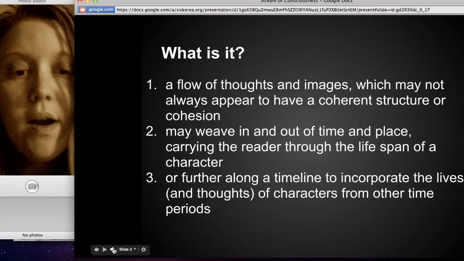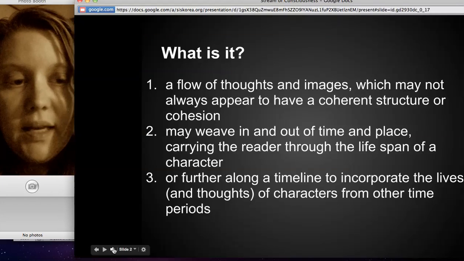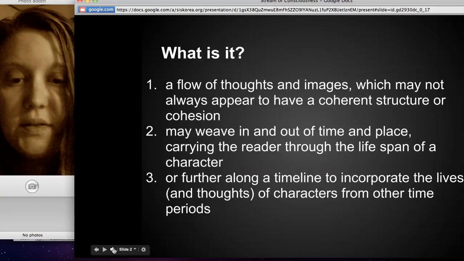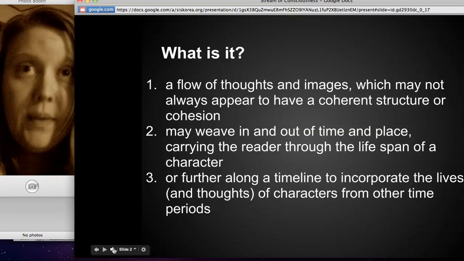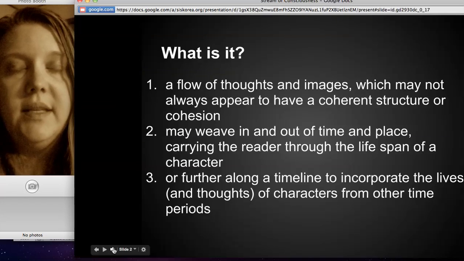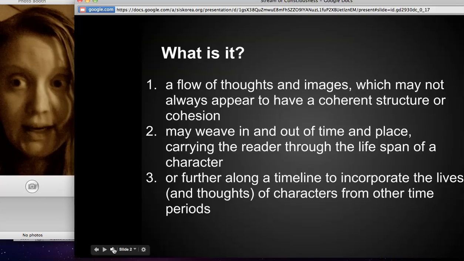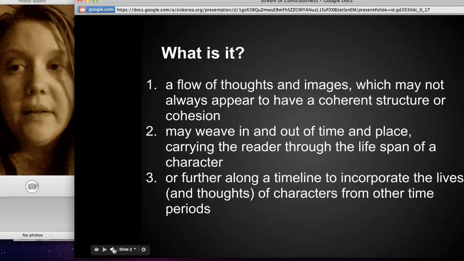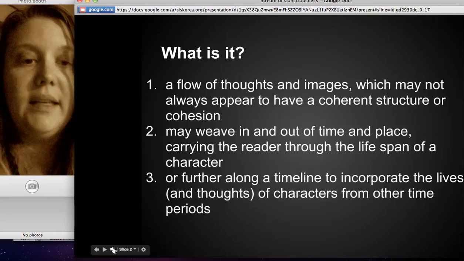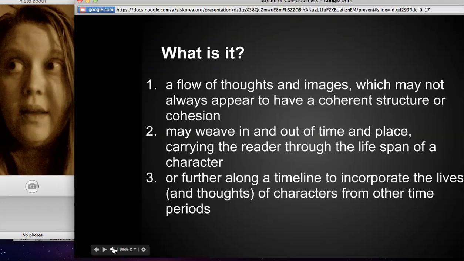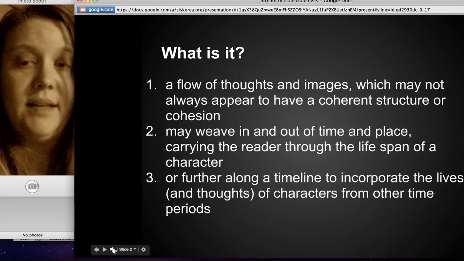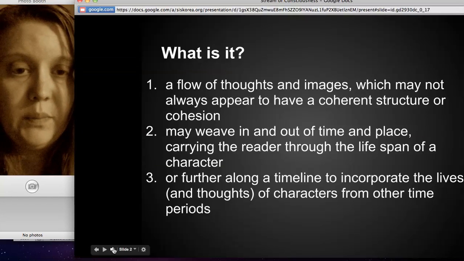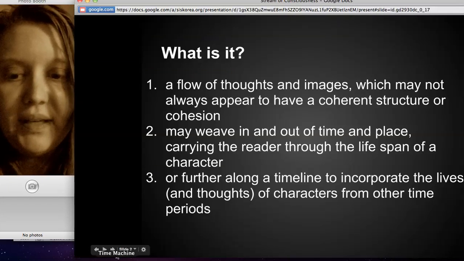Or it can also move further along a timeline and incorporate the lives and thoughts of characters from other time periods as well. Also, stream of consciousness is amazing, setting up the chaos of the modern world, in that it can go in and out of people, and they can go back in time or be carried forward as well. Pretty exciting.